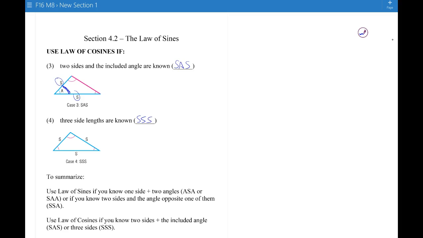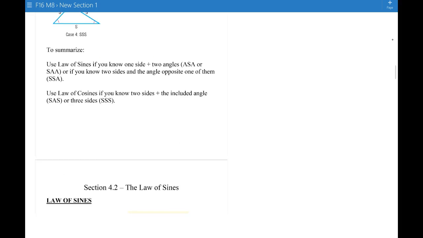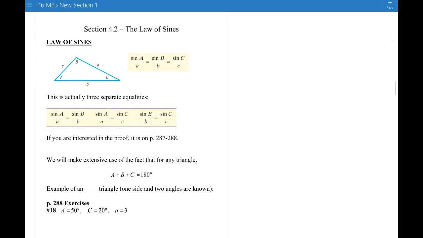Use the law of cosines if you know two sides and an angle, or three sides. So here's the law of sines. And it's a really important relationship, and the proof is actually in your book. And it's important that you understand why this is true, that it's not just something somebody made up, okay?